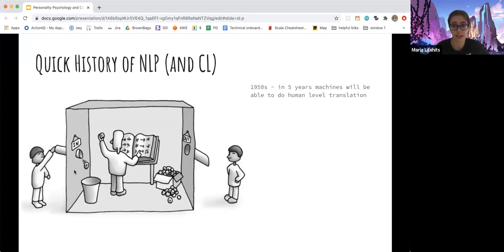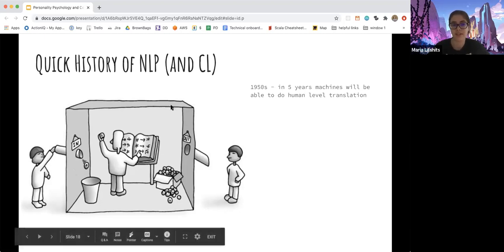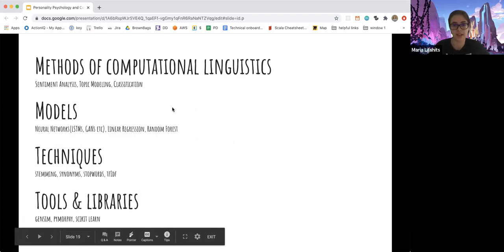And that experiment kind of led the researchers to the conclusion that in 5 years, they will be able to do human-level translations with machines. Needless to say, that didn't really work. And here we are now in 2020, still figuring out how to make computers understand humans. And the problem is that there isn't a specific set of rules that we can teach a computer, but there is some stuff that we can teach it.